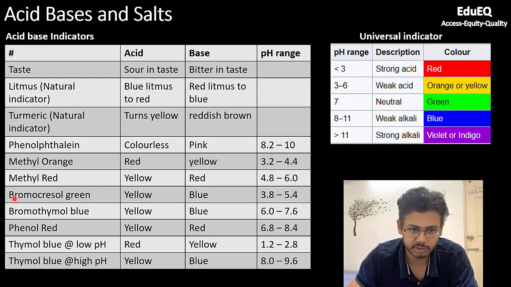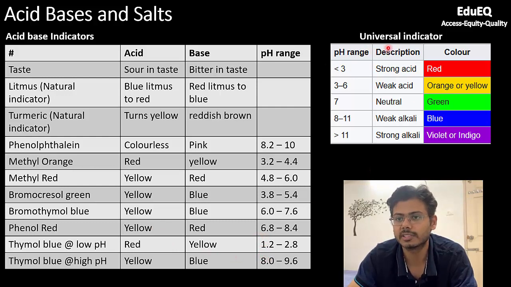So these are individual indicators which will work only in these ranges. The moment you mix 2 or 3 based on the requirement, you can create something called a universal indicator, which will work in the range from less than 3 till more than 11.